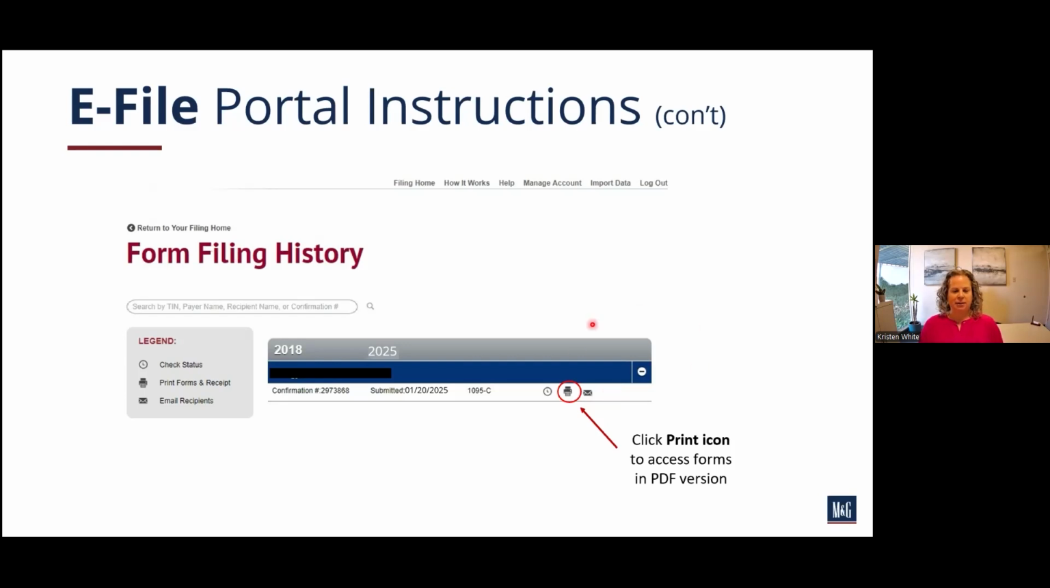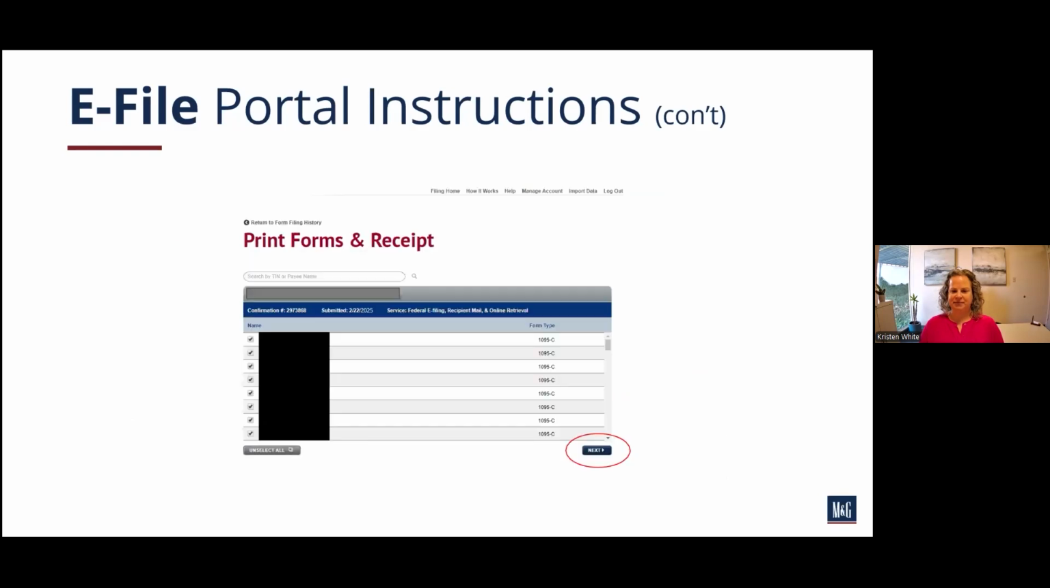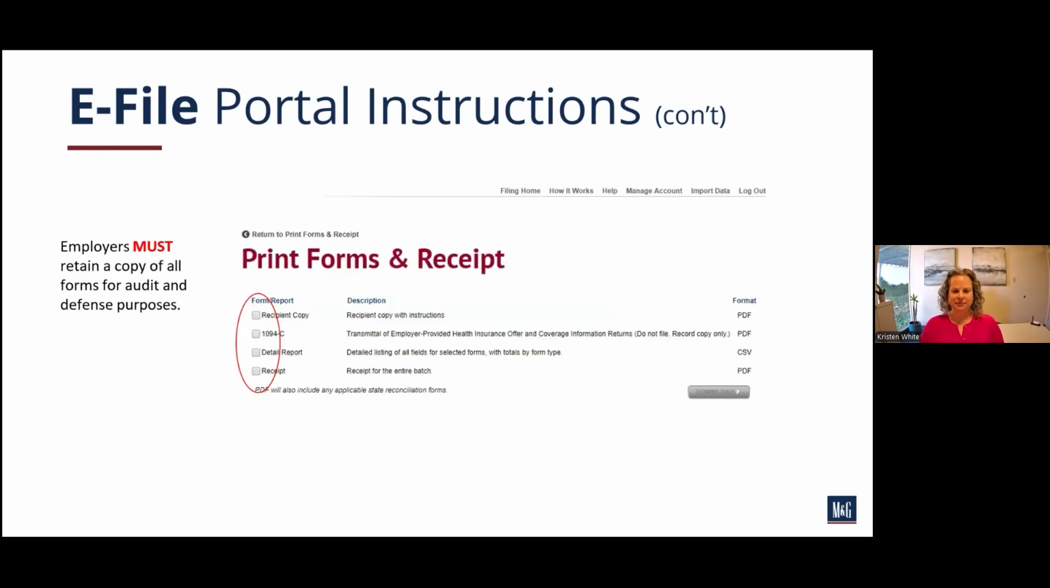There will also be an option in this top right for correcting forms. So if you need to make a correction, hopefully we don't have that, but that's certainly an option. But for us at this point, we're going to click on that print icon. That takes us to this print page. By default, all employees will be checked. Do we want? Click next.